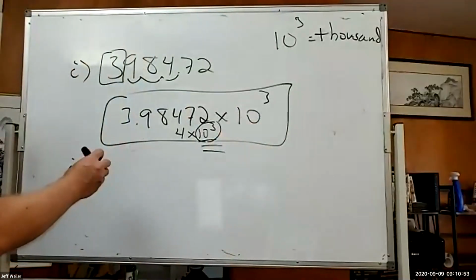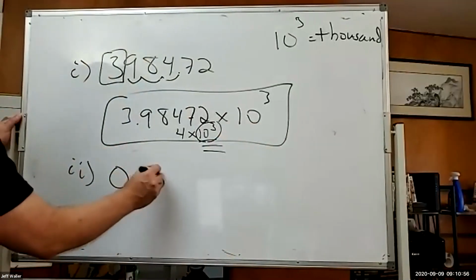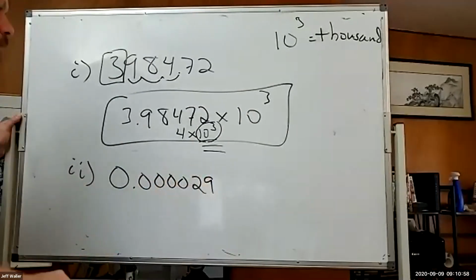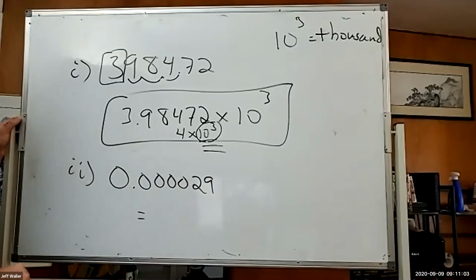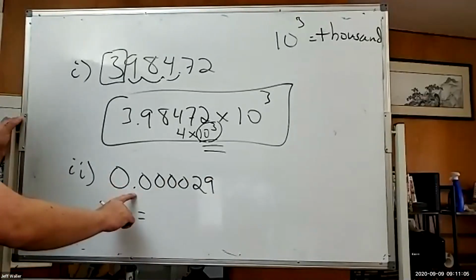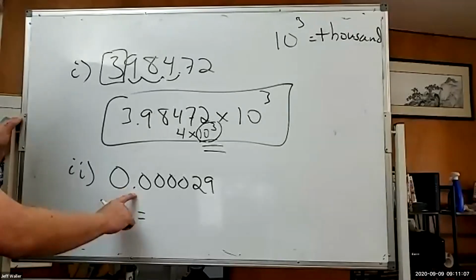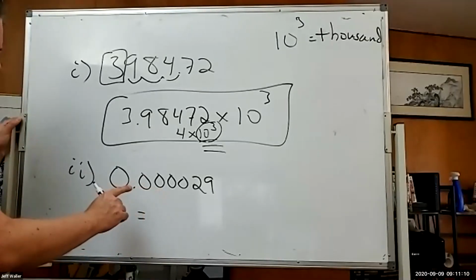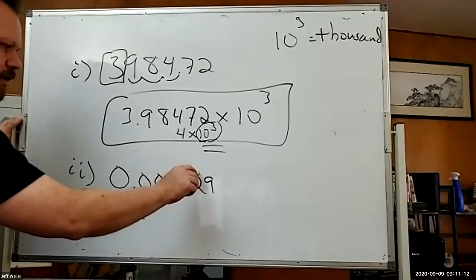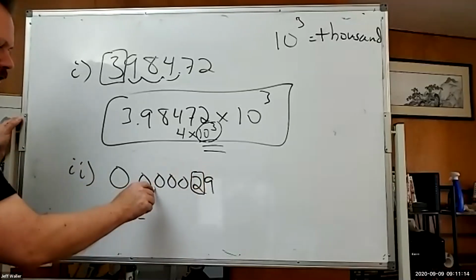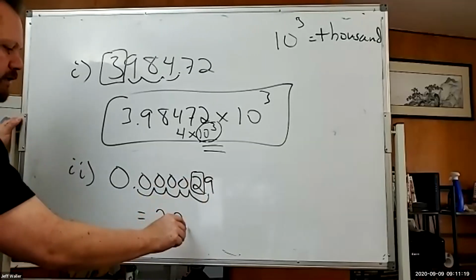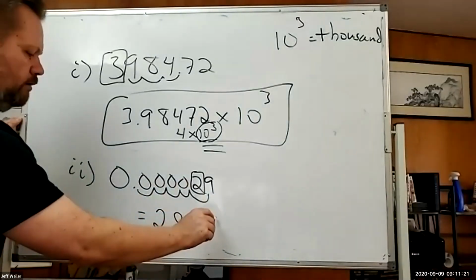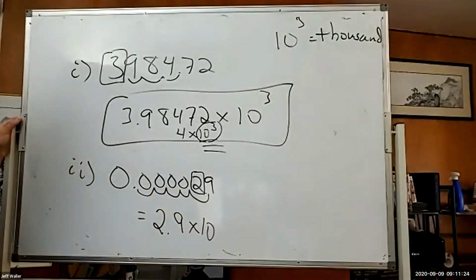All right, so what about this one? Find the decimal. Where do I want to move the decimal to? Between the 2 and the 9, so there's a single digit in front of it. 1, 2, 3, 4, 5. So what's it going to be? 2.9 times 10 to the 5th. No, 6. Yes.